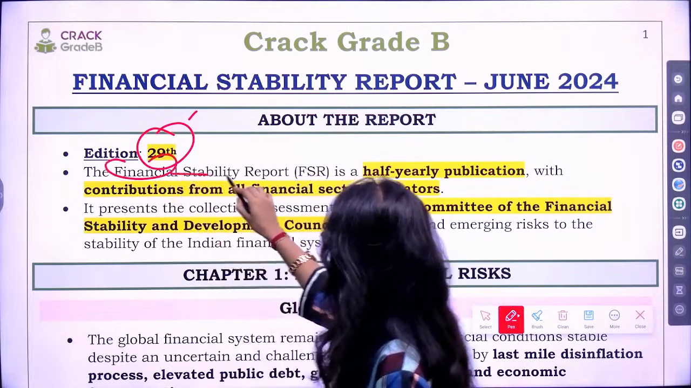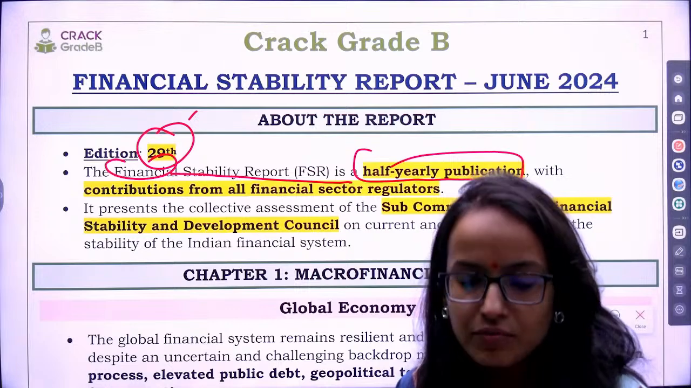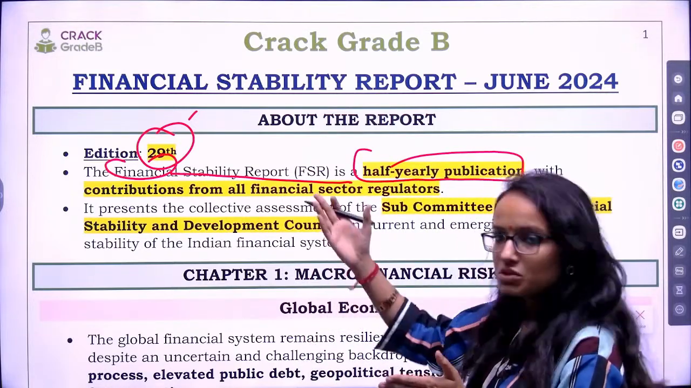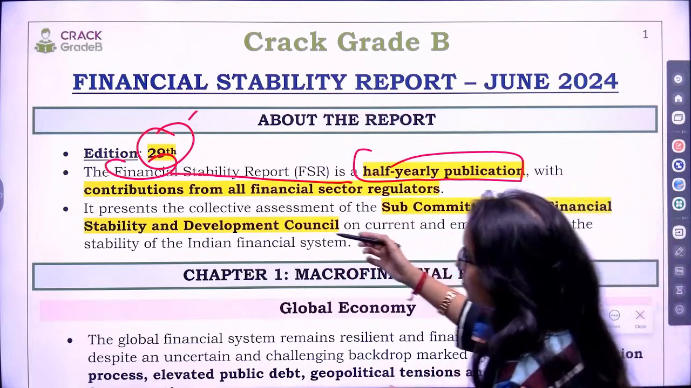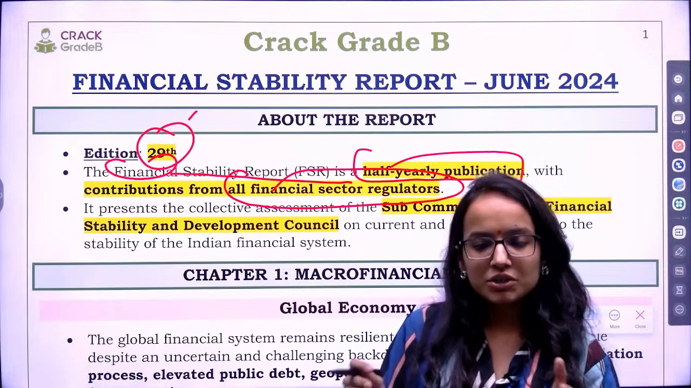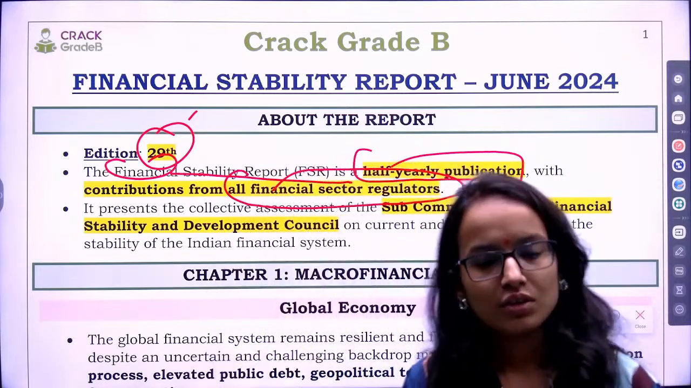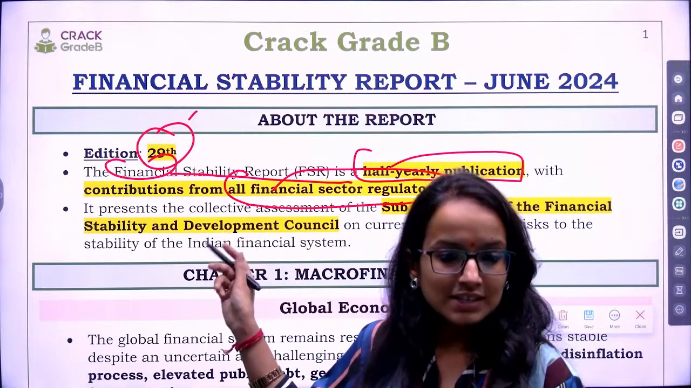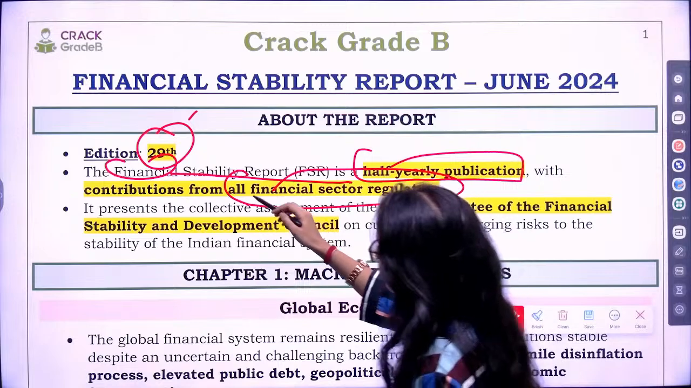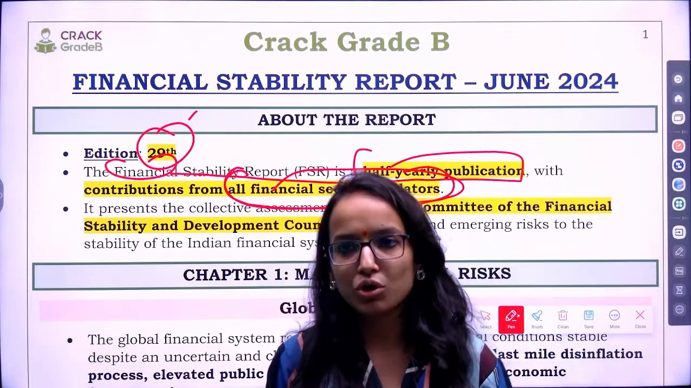So, the Financial Stability Report is a half-yearly publication, as you know, right? It is published half-yearly, and this one is the 29th edition with contributions from all financial sector regulators. So, remember, a general introduction about the report. That's why it is a very comprehensive document, you know.